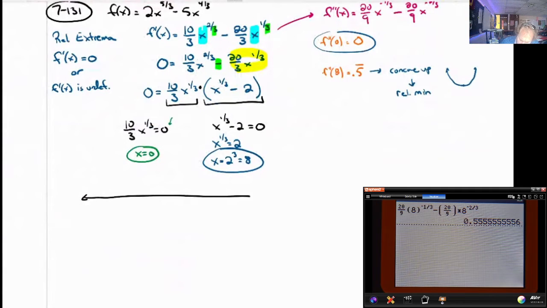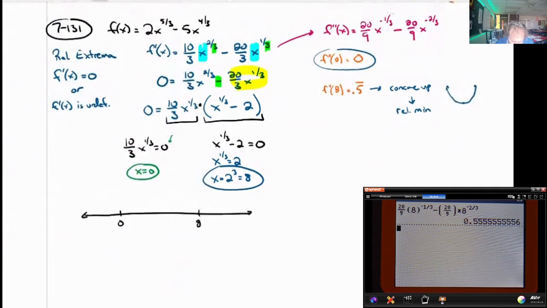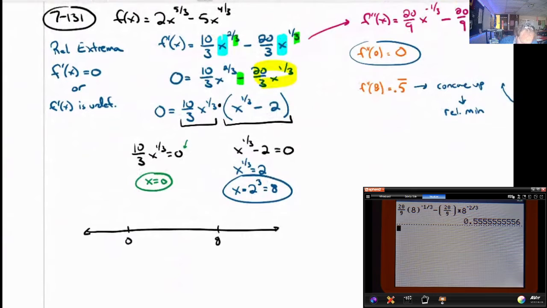Let's think about this on a number line here. If we put 0 here and 8 here, let's just think about whether things are increasing or decreasing by thinking about our derivatives here, f prime of x. And all we really care about is positive or negative on either side of this thing. The factored version, I find, is often really helpful here because you can just plug in numbers. Like, let's just plug in -1, for example, and think about what would happen.